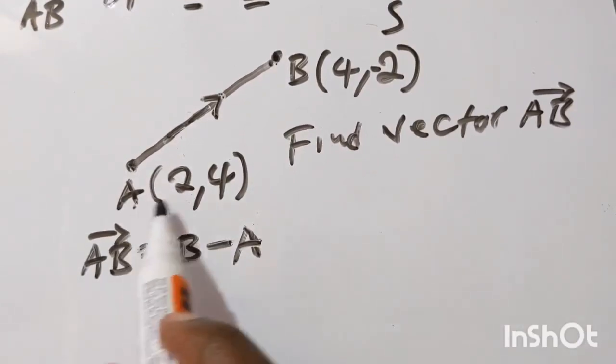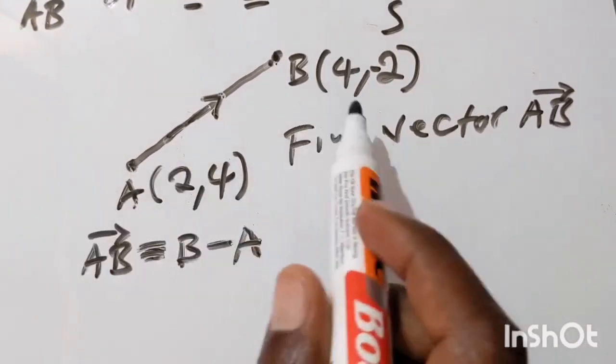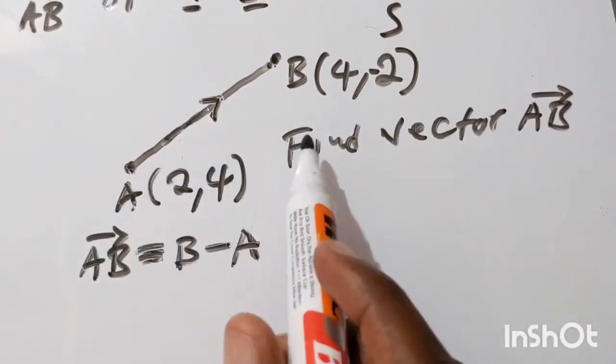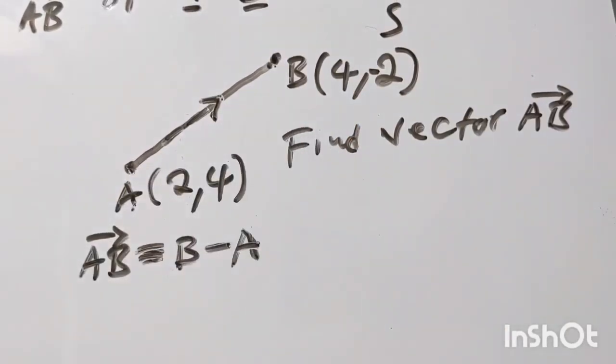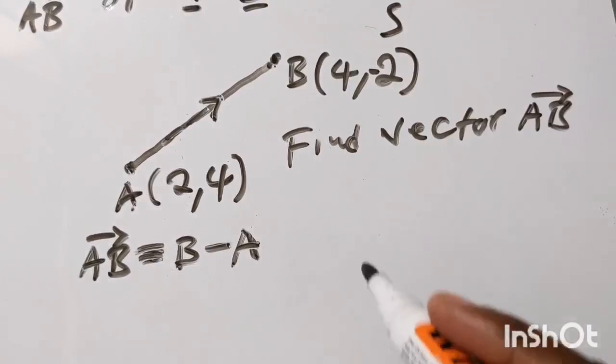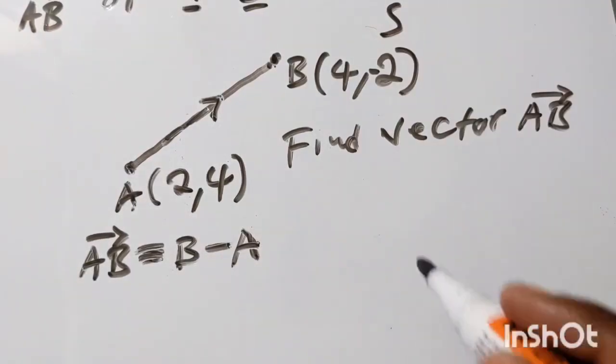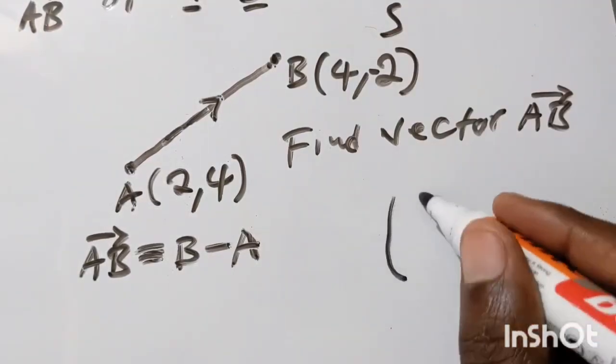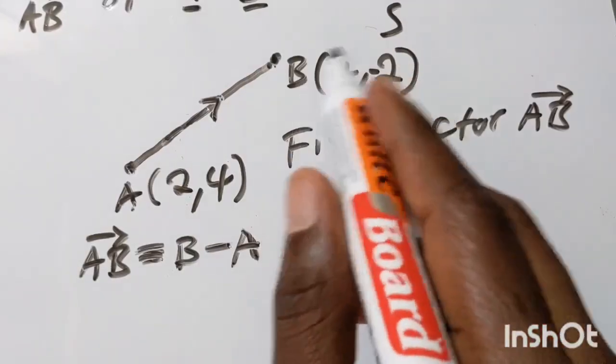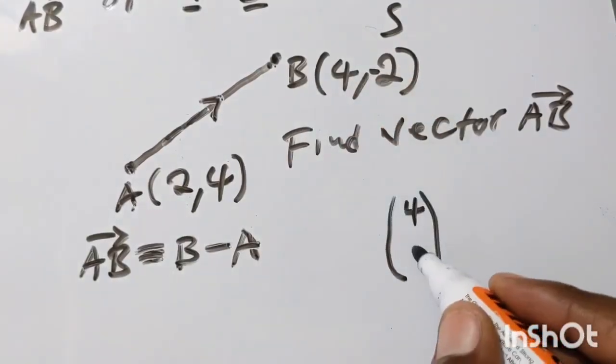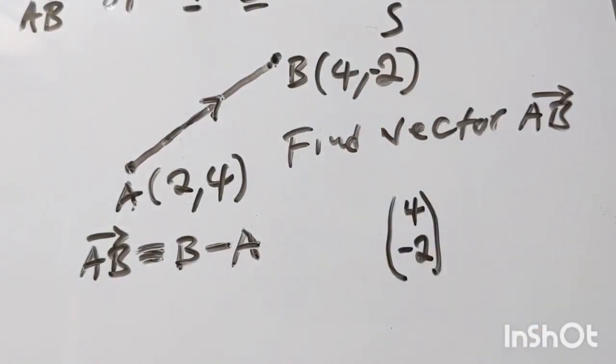So now these coordinates are written in coordinate form. Okay, so when finding a vector, you write them in column form. What do I mean by that? I mean you write them like this point here. It is 4, negative 2, like that. Okay, so that is how you write them.